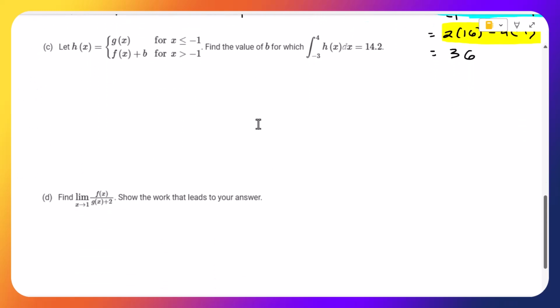Okay, C. This is going to be a novel question, but it's really not going to be that tricky, I don't think. So we want the integral from -3 to 4 of this. And we're going to have to split this integral up, because this is when we're less than -1. So this is going to end up being our integral.